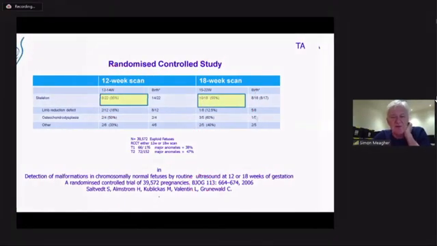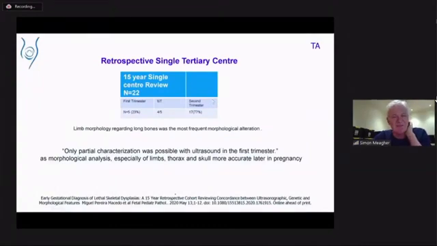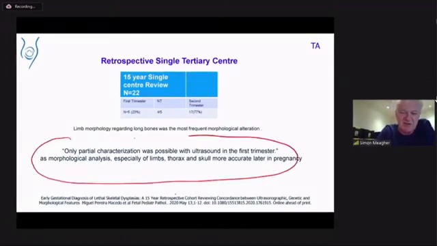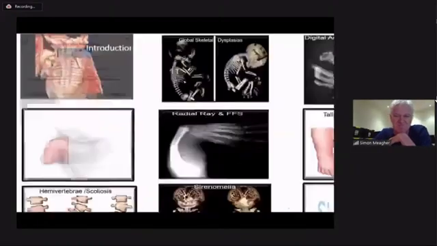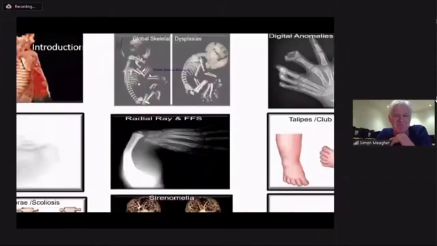This is a single center study, a 15-year single center tertiary referral. And this is a very important take-home message, that only partial characterization was possible by ultrasound in the first trimester, as morphological analysis, especially of the limb, thorax, skull, and particularly the digits, because the digits are difficult. And this is what makes it so difficult, particularly when you're looking at wide genomic screening, the limitations that we have in the first trimester. We cannot phenotype it, and therefore there will always be limitations, no matter how good the genetics becomes.